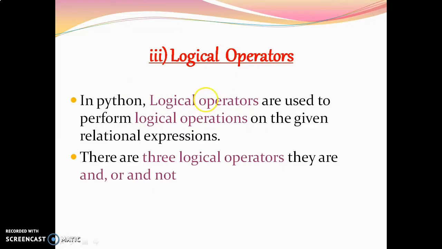In Python, logical operators are used to perform logical operations on the given relational expressions. There are 3 logical operators: AND, OR and NOT. In Python, no symbol is used for these logical operators. We directly write the words AND, OR and NOT, all in small letters. So how many logical operators are there? AND, OR and NOT, totally 3 logical operators.